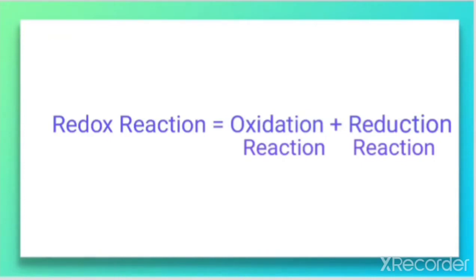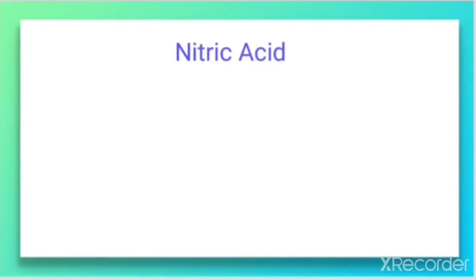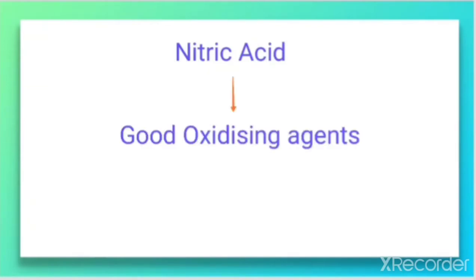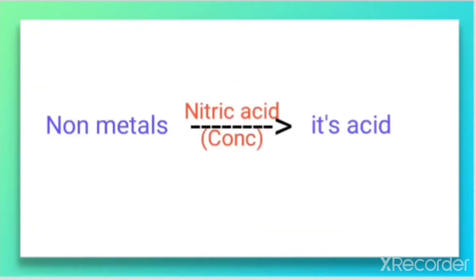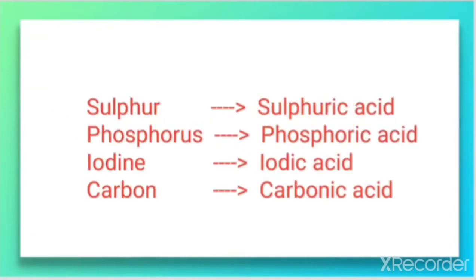As we know, nitric acid behaves as a strong oxidizing agent. Because of this, it itself undergoes a reduction reaction. It oxidizes non-metals to their acids. Dilute nitric acid has no action on non-metals, but the concentrated acid oxidizes many non-metals, such as sulfur to sulfuric acid, phosphorus to phosphoric acid, iodine to iodic acid, carbon to carbonic acid.